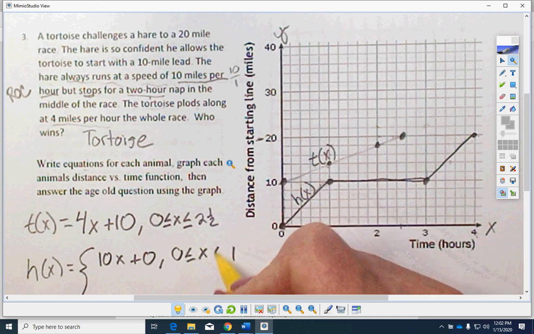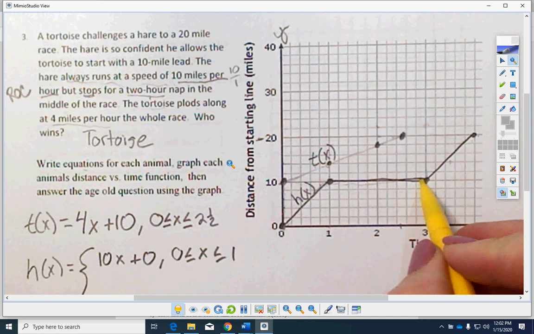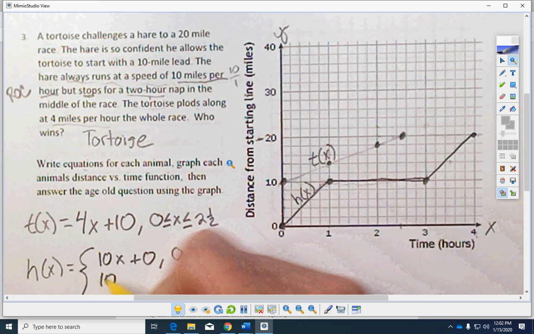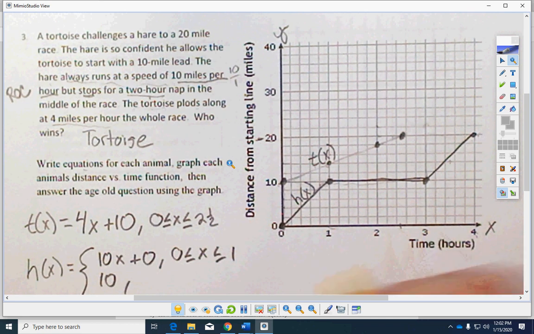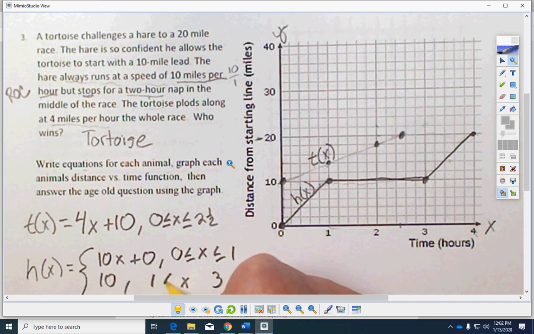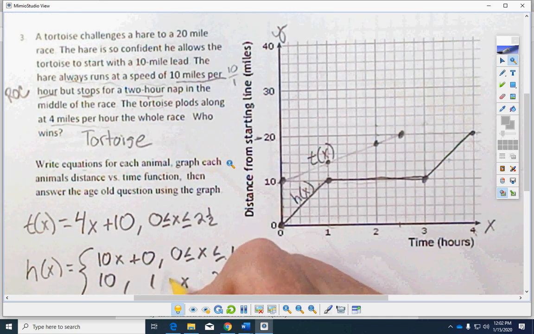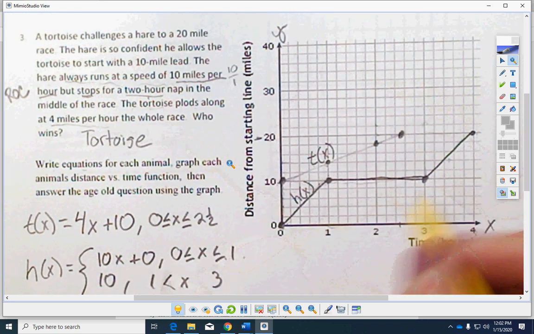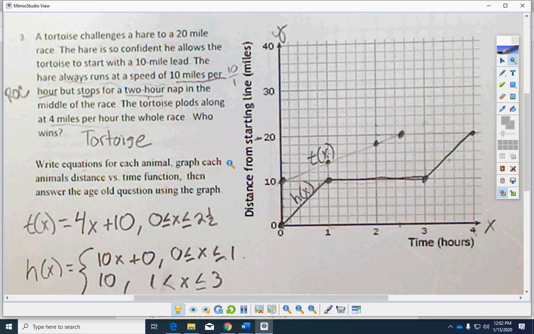I'll make it equal to in both spots. When he's taking his nap, it's a horizontal line at 10. And that exists from 1 to 3. I can't make it equal to the 1 here because I made it equal to in the top. I just said I can't make it equal to. The 3 I can make it equal to, or I could choose to make it equal to in the other one. I'll make it equal to here.